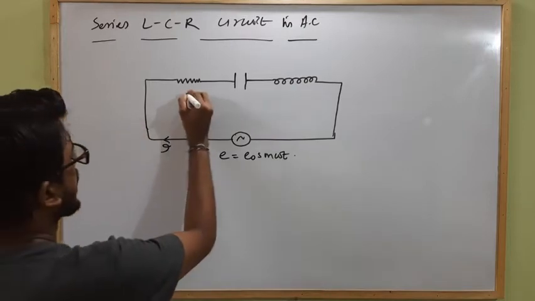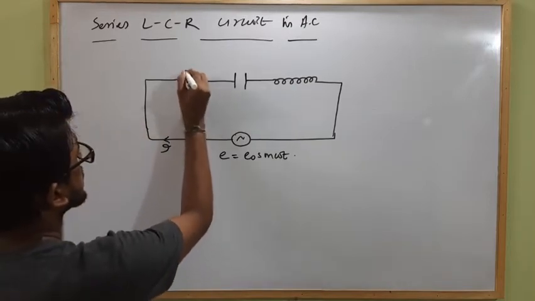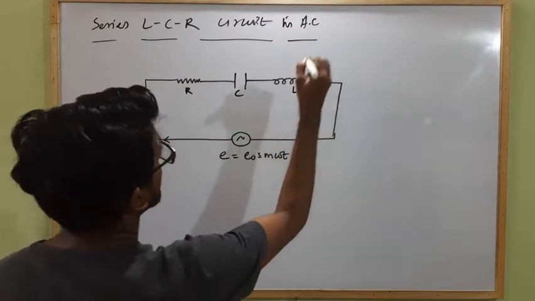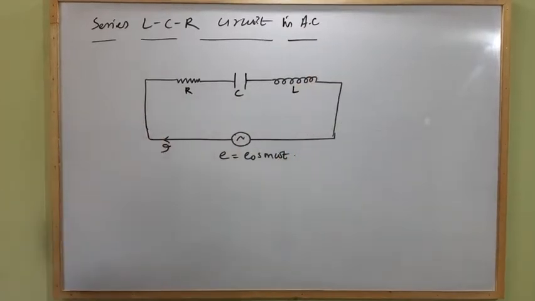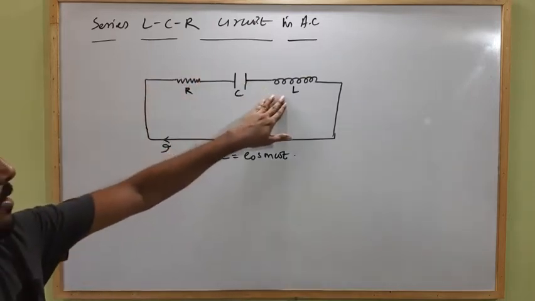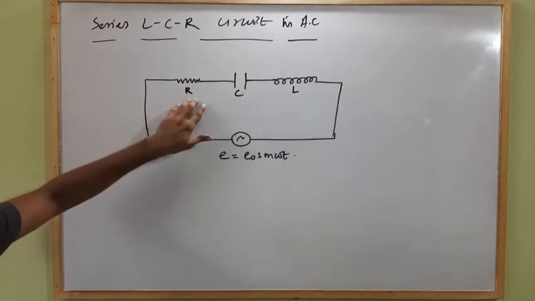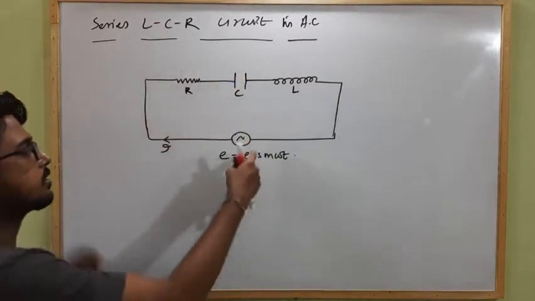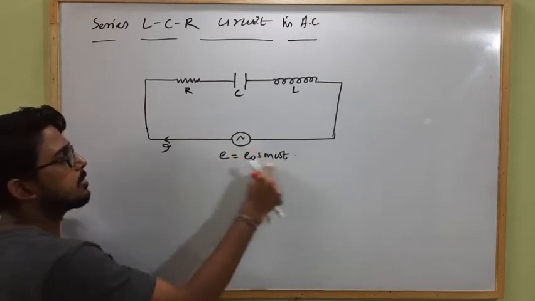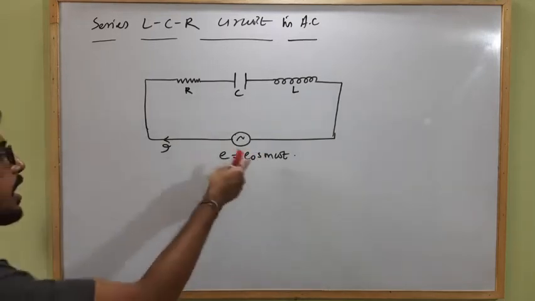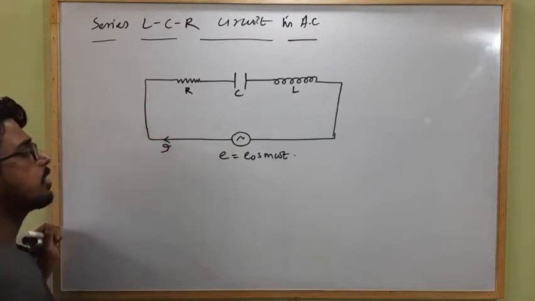Clear? Let R be the resistance, C be the capacitance and L be the inductance of the inductor respectively. Clear? So this is a series LCR circuit in which an inductor of inductance L, a capacitor of capacitance C and a resistor of resistance R are connected in series across an alternating EMF E equal to E naught sin omega t, for which at that instant the instantaneous value of current will be I.